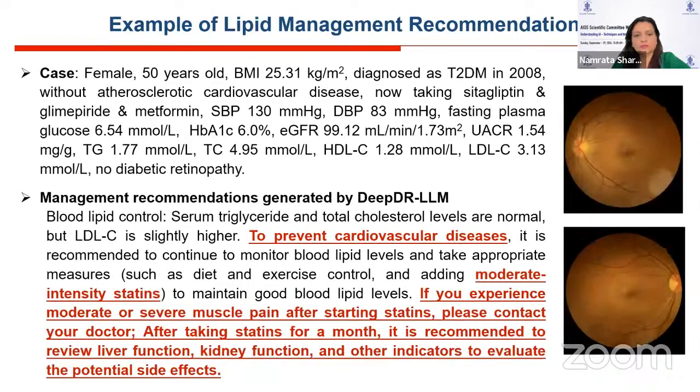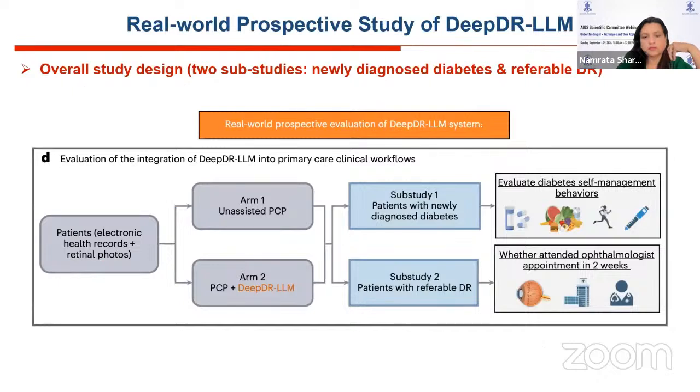The fourth case is with an elevated level of low-density lipoprotein cholesterol. DeepDR LLM will recommend that, to prevent cardiovascular disease, the patient should take moderate-intensity statins, and also gives the matters needing attention after taking statins. To evaluate the patient outcome after integrating the DeepDR LLM system into primary care workflows, we also conducted a real-world prospective study, and this is the overall study design.